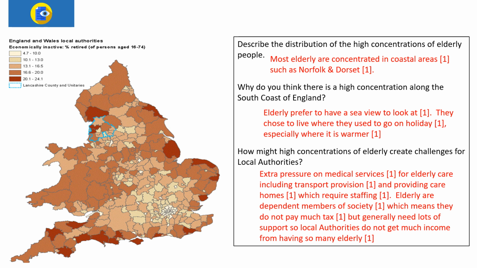Elderly people are more dependent members of society, which means that they don't pay tax, but they generally need lots of support. So local authorities don't get much income from having the elderly, but they have a lot to pay out. Pause the presentation for a few minutes and make sure your answers look something like mine.